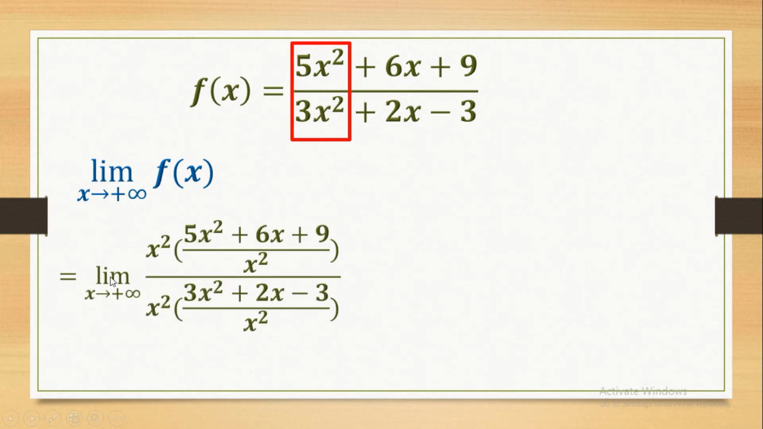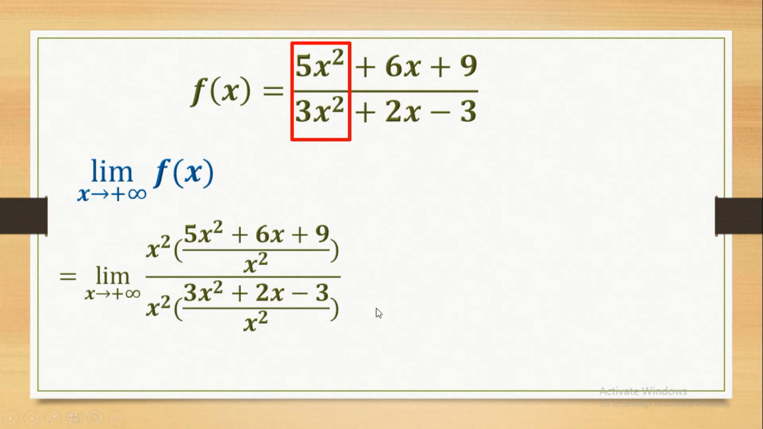Can't we say that the limit at plus infinity, for the numerator, which is 5x squared plus 6x plus 9, can't we write it as x squared times 5x squared plus 6x plus 9 all over x squared? Note that here we can simplify x squared by x squared. It returns back the same. Well, on the denominator, the same. We can multiply and divide by x squared. Well, why did we solve it in this case?